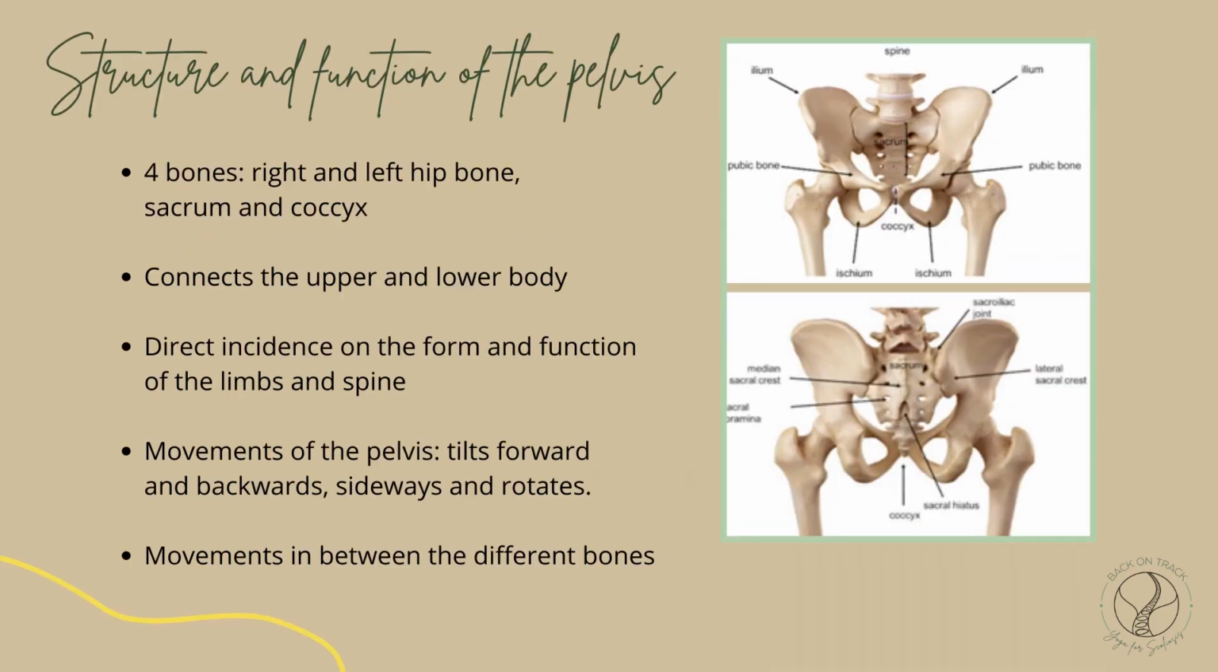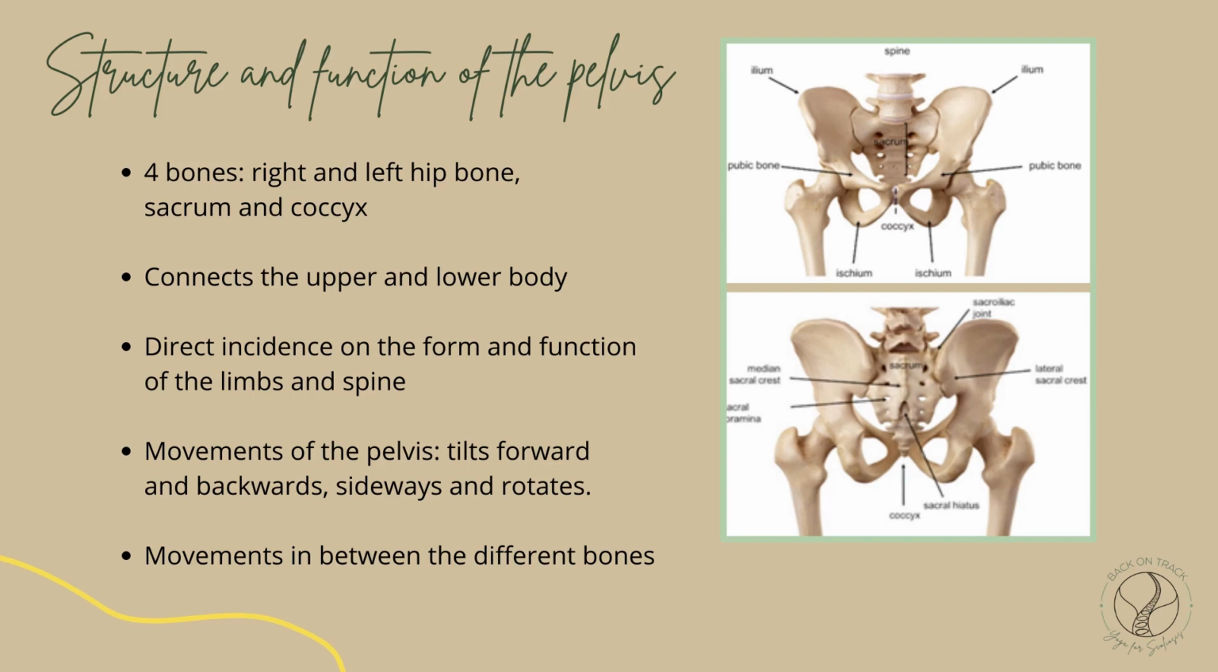So why is the pelvis so important, and why do we want to start here? The starting point is that the different structures of the body are not separated. They are integrated, they complement each other and influence each other. And the pelvis, which is located in the middle of the body, connects the lower and the upper body, so it is really important to understand how it works. The pelvis is formed by four bones: the right and the left hip bones, the sacrum and the coccyx.